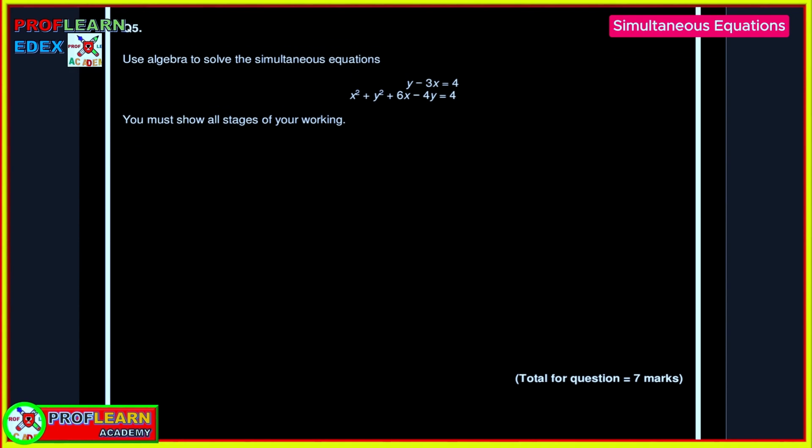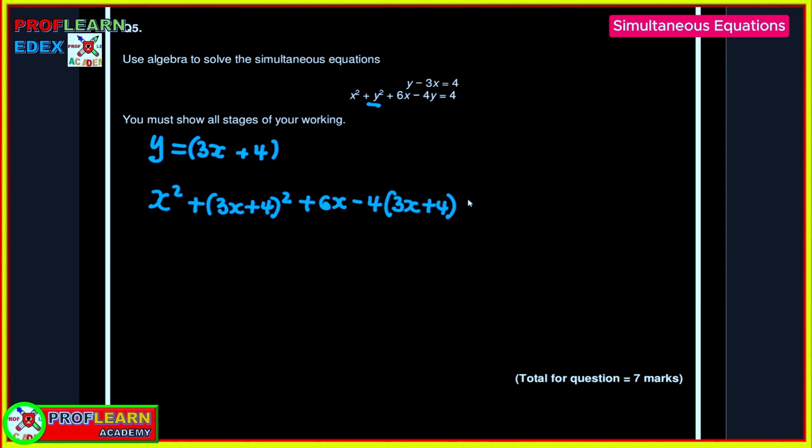Now, at this point of time, I would like to take the first equation that I'm having here and make y the subject of the formula, right? So that I can substitute it into the second equation. So where I have y in the second equation, I can replace that with 3x plus 4. And remember, you are squaring.